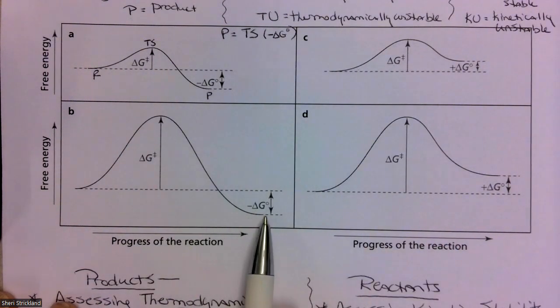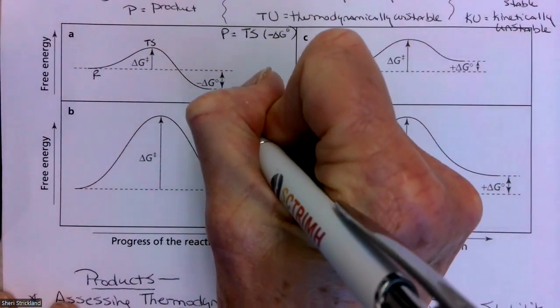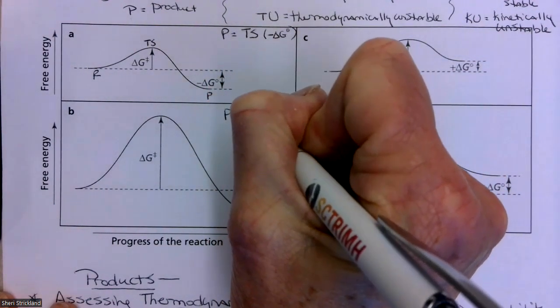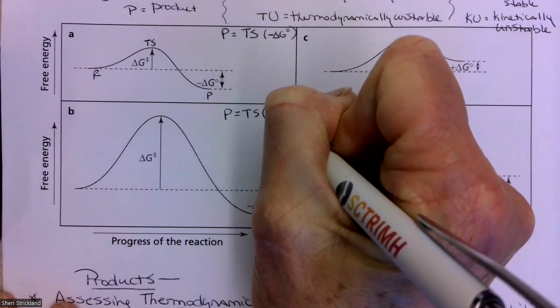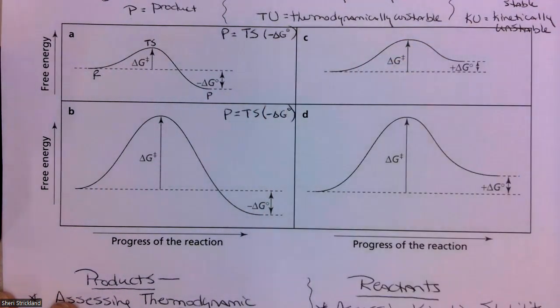So this one has a negative delta G also. So this product is also thermodynamically stable. And you could say delta G is less than 0, or you could say it's negative. That would mean the same thing.